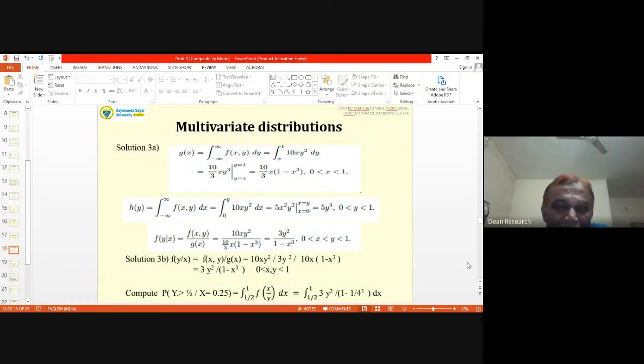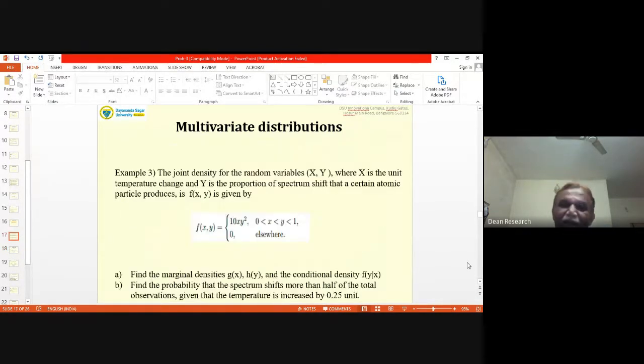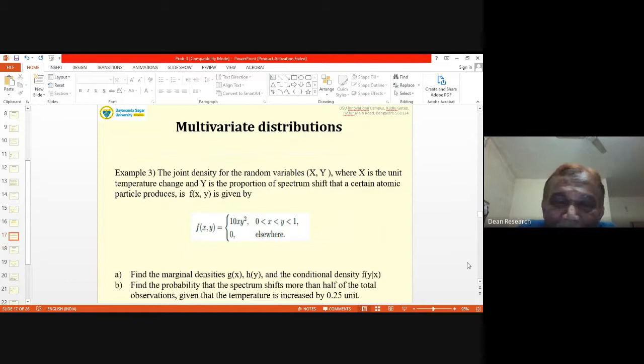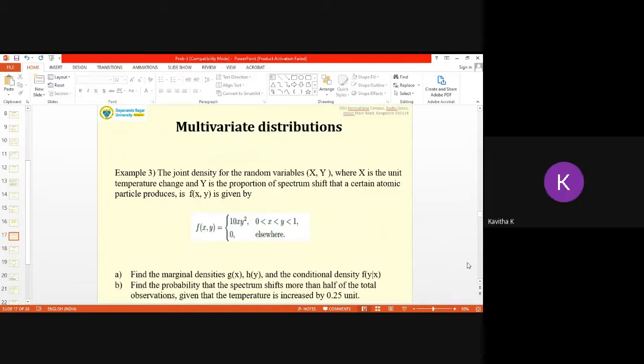Now, h of y is equal to the integral from minus infinity to plus infinity of f of x comma y dx. The formula is substituted here, and in this case it is much simpler. Again, you may be wondering that we have 0 to y. Can anybody tell me, with a similar logic, is it 0 to y or y to 0?